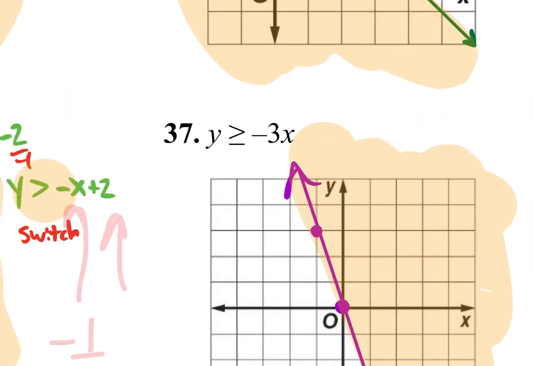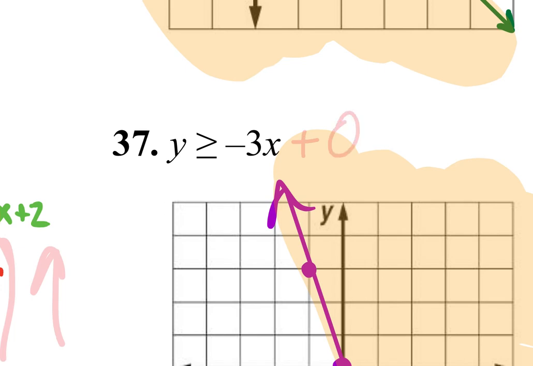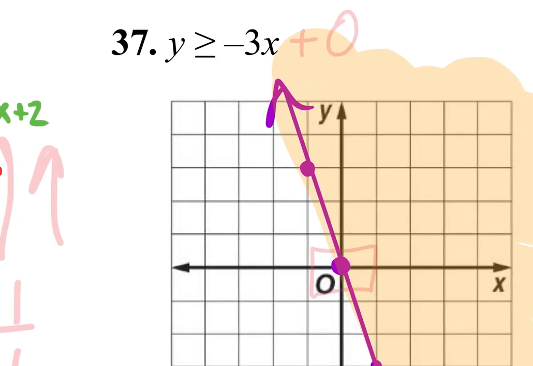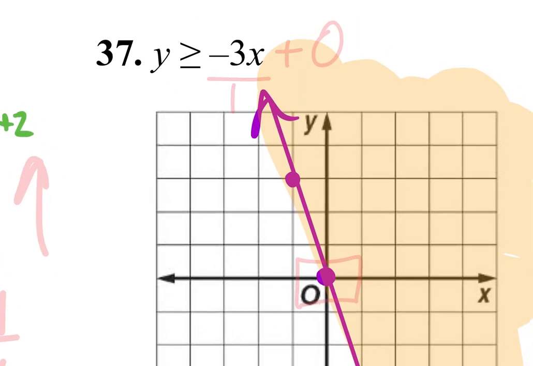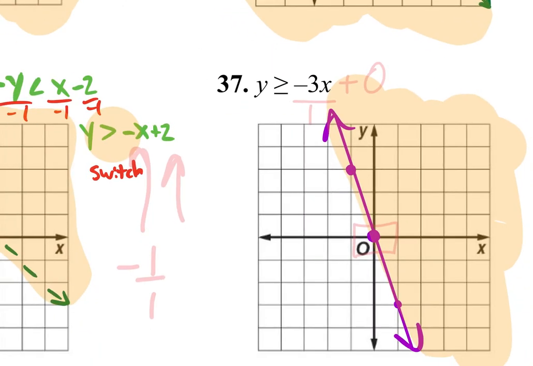This one has a y-intercept, but it's a y-intercept of 0, which is why I started here at the origin. Did a slope of down 3 to the right 1. Solid line because there's a line under my inequality, and I shaded above.